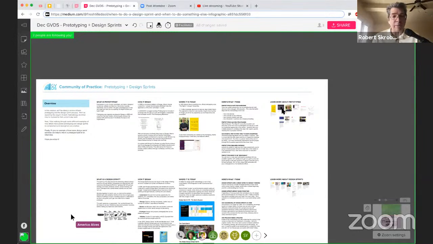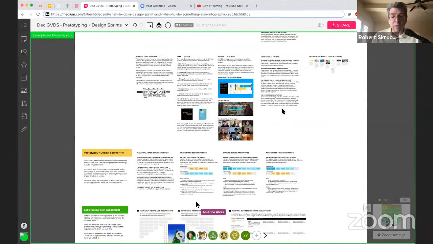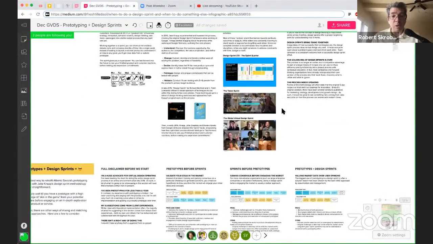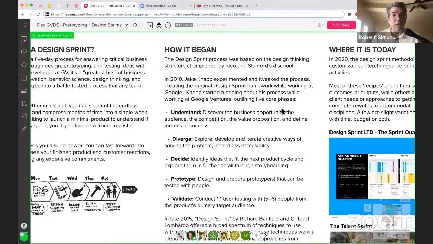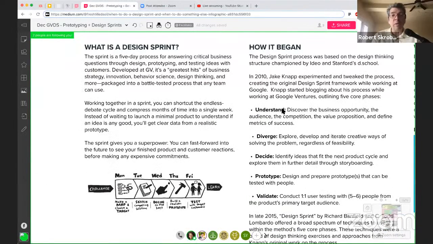Nothing? All right. Let's move on to design sprints, which is something I'm pretty familiar with, doing a lot of it. Now, if you've never encountered it before, this is basically the official explanation from the Design Sprint book website.